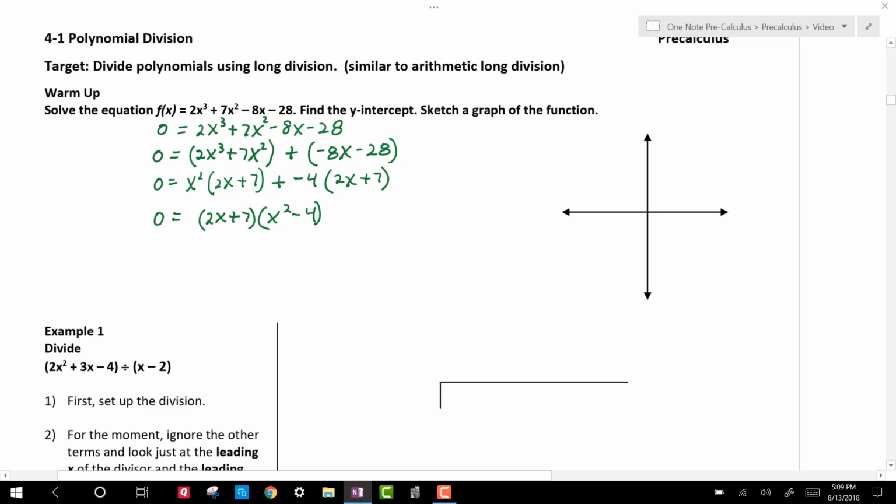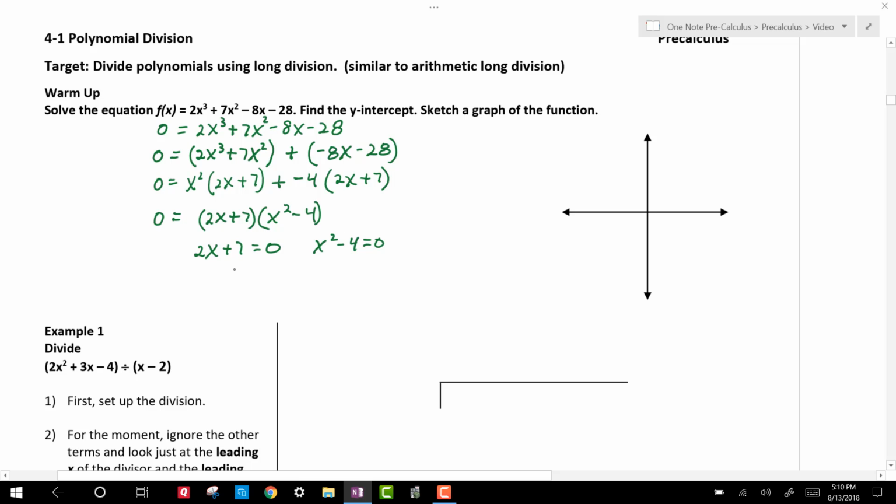And so the first thing I notice here is that I can keep factoring the x squared minus 4. So I'm going to go ahead and do that, or I can just take my factors and set them equal to 0. So whichever way you're more comfortable with. But remember, this is a difference of 2 squares over here, x plus 2, x minus 2. Or again, like I said, let's just go ahead and set them equal to 0. 2x plus 7 equal to 0. X squared minus 4 equal to 0.